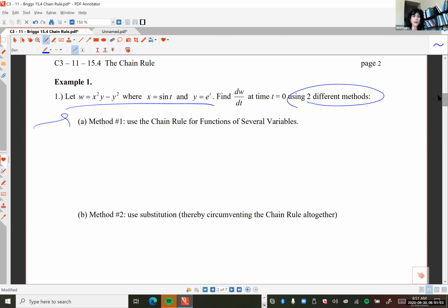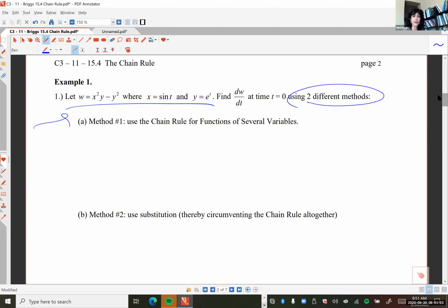Method one, how do you use the chain rule for this? So keep in mind, they're giving you a function of x and y. They're giving you x and y that are functions of time t. So if you look at this diagram, w is a function of x and y. It's related to those. But x and y themselves are functions of t.